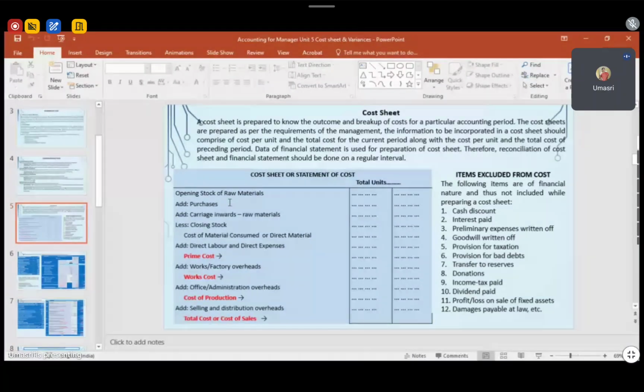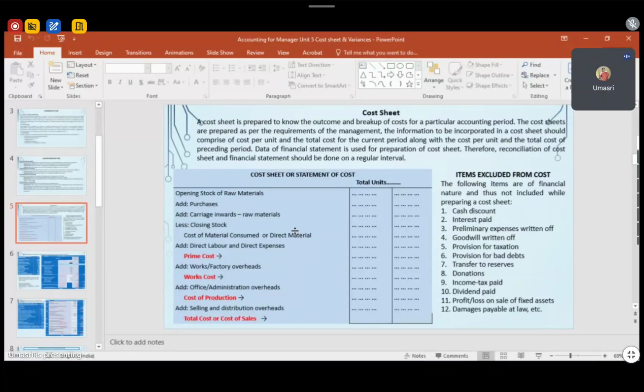So you have to find out the direct material consumed for production. How to calculate: opening stock of raw material plus purchases of raw material during the year. If you have spent on carriage inwards, that is, when bringing raw material into your factory you pay some wages, that is called carriage inwards. You add that to the purchases: opening stock plus purchases plus carriage inwards, less closing stock of raw material. That is the cost of material consumed for production, or direct material.